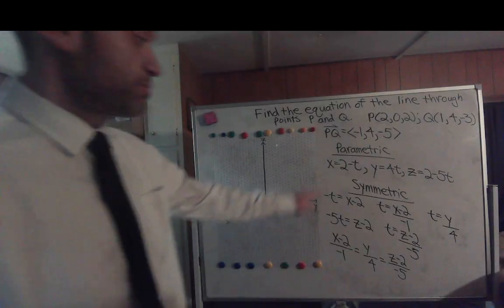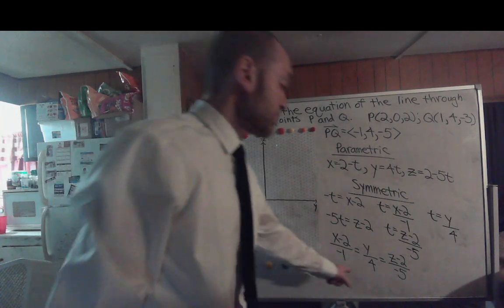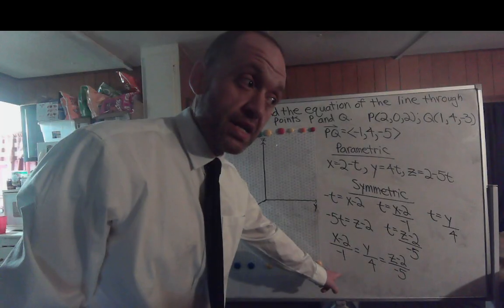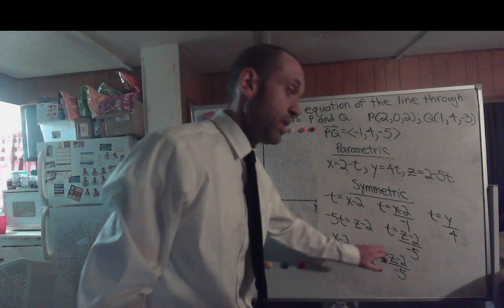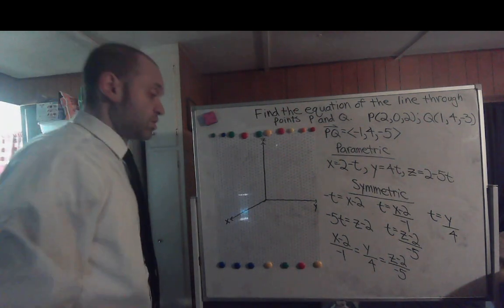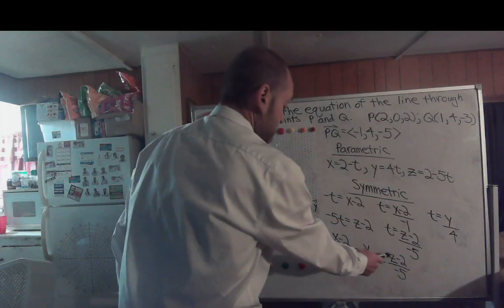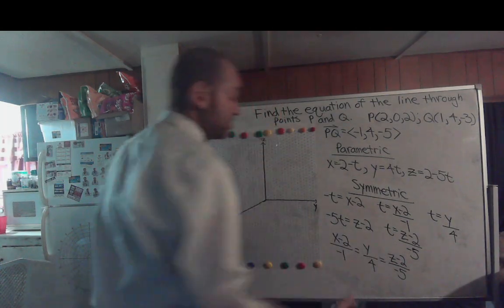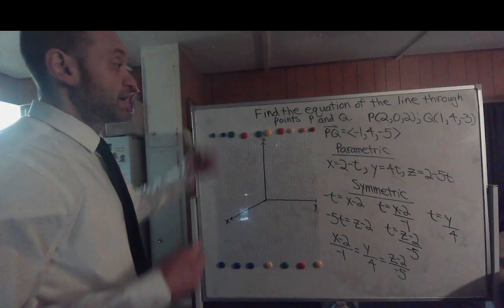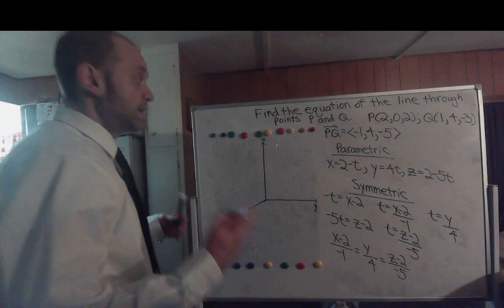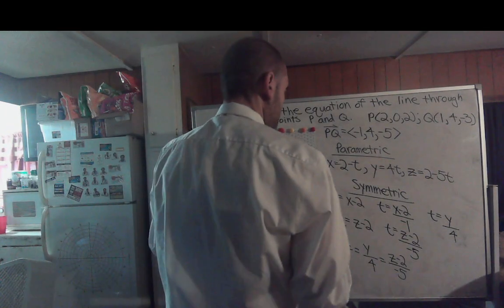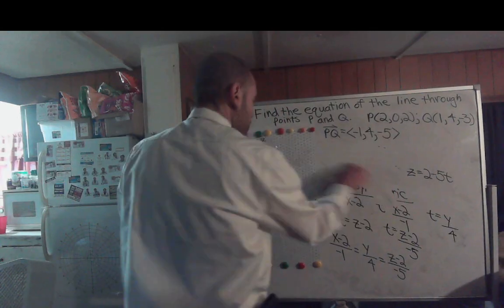And had we used the point Q1, your denominators would have stayed the same because those are your direction numbers. What would have changed was your numerator, with the constant terms in the numerator. So again, parametric and symmetric equations are not unique. There are many different possibilities. Okay, let's do one more of these.